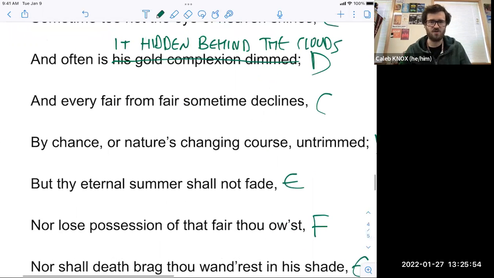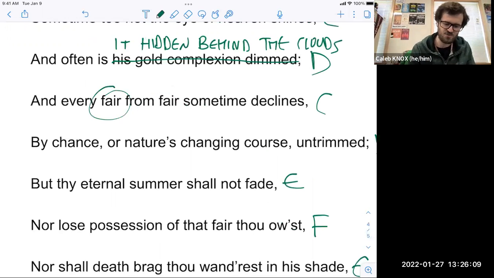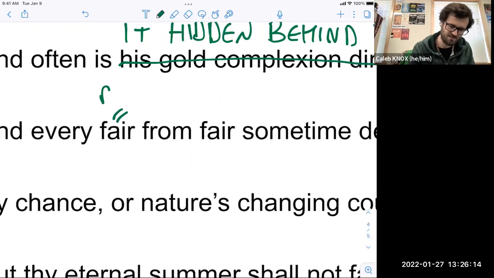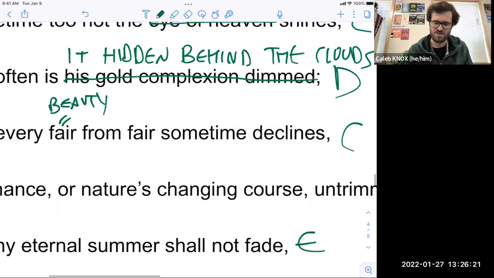And every fair from fair sometime declines. Now, when he's using the word fair here, he doesn't mean like the Puyallup fair. He doesn't mean equal. He means like mirror, mirror on the wall, who's the fairest of them all, okay? That word fair is really important in this line, and he's using it to talk about beauty. So I'm going to write that, hopefully so you can read it. When we talk about the word declines, it means to go down, to degrade, to get worse, okay?